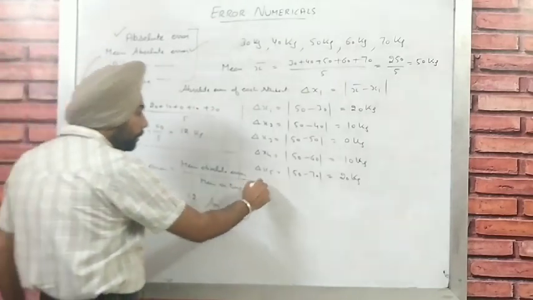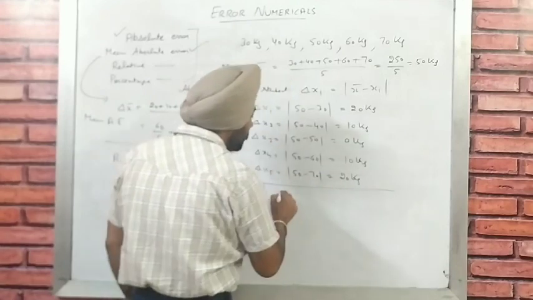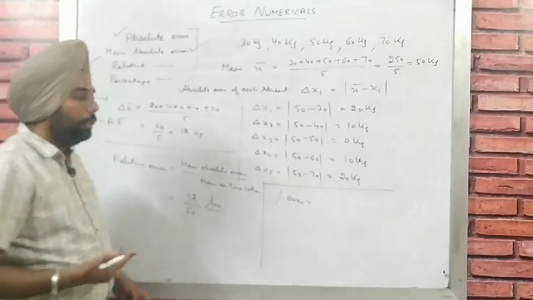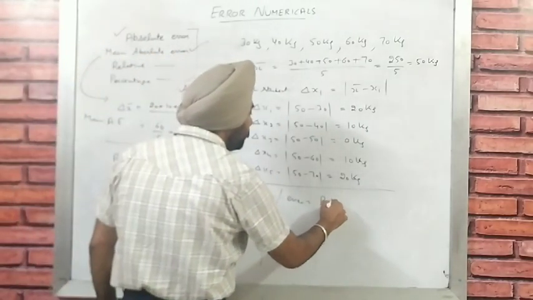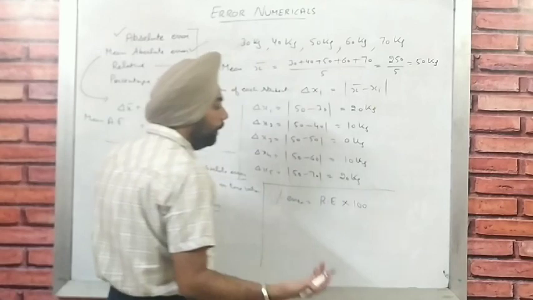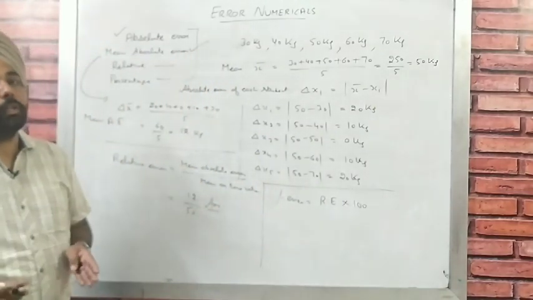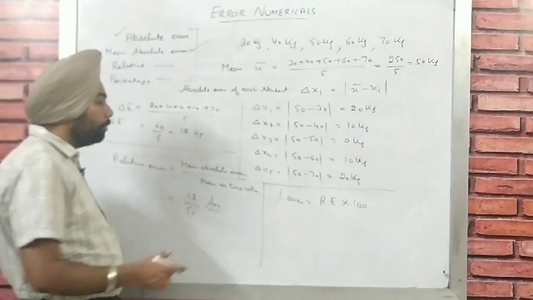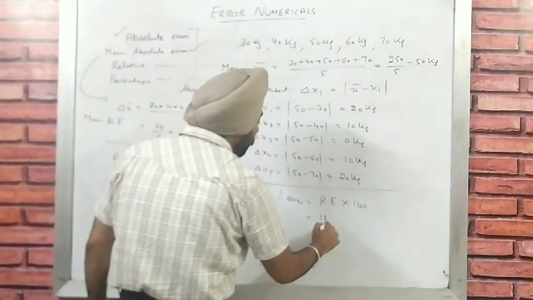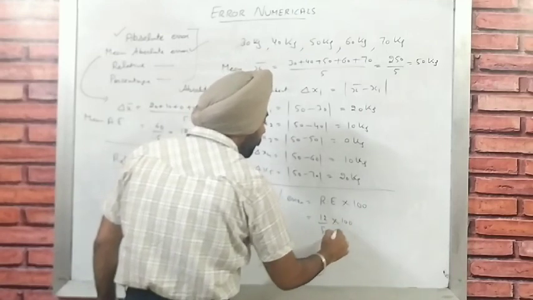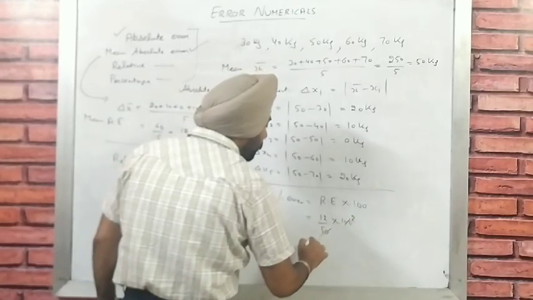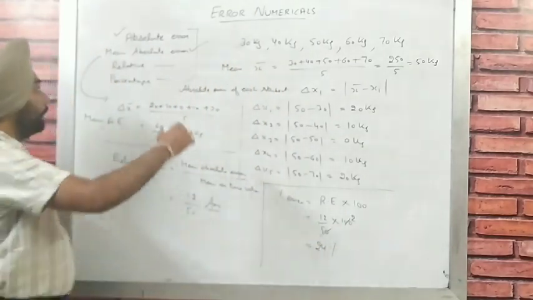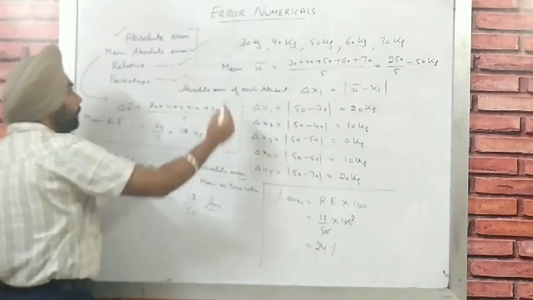So the last, not the least thing is percentage error. How can we find out percentage error? Just relative error multiplied by 100, and we can easily find out the percentage error of any numerical. Now we have the value of relative error for that numerical, which is 12 upon 50, multiplied by 100, so that is going to be 2, and the answer is going to be 24%.